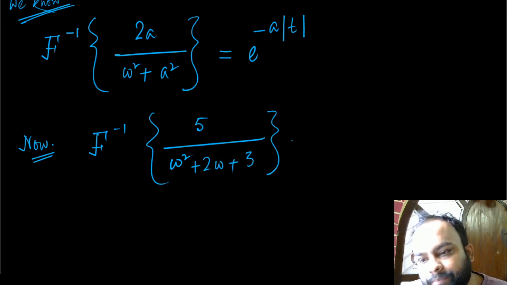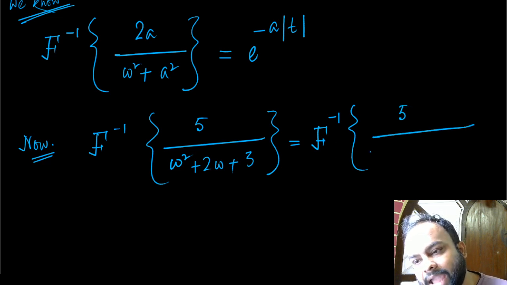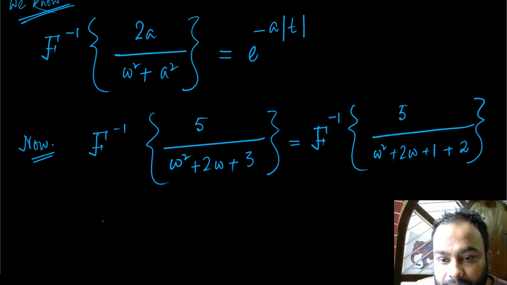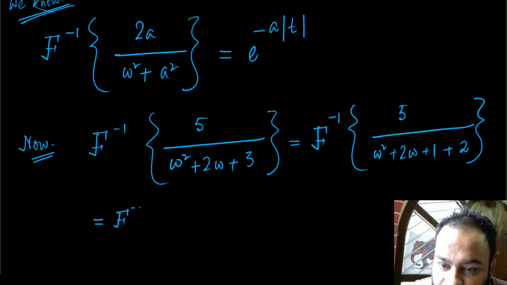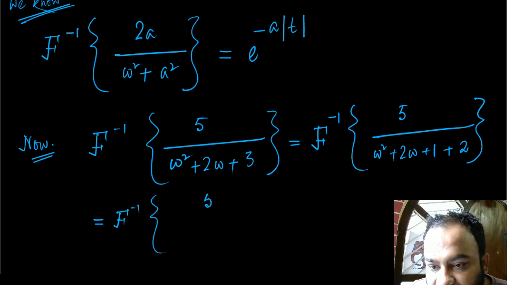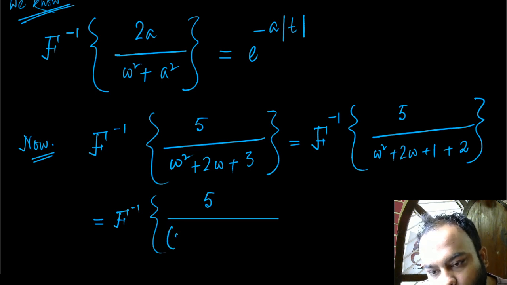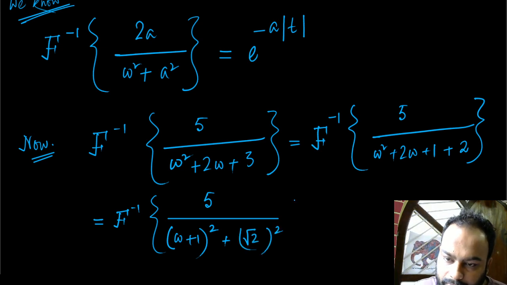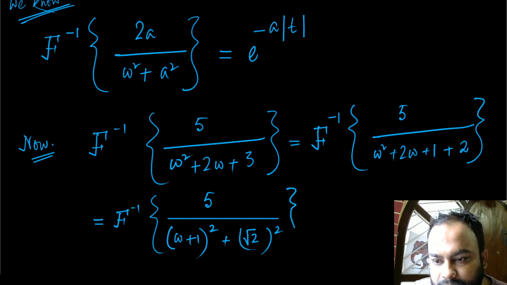If that is so, then I can write this as Fourier inverse of 5 by, can I write this as omega square plus 2 omega plus 1, plus 2, right? Something like that can be written. And if I write it like that, then this is Fourier inverse of 5 by omega plus 1 whole square plus root 2 whole square, right? Is that understood?